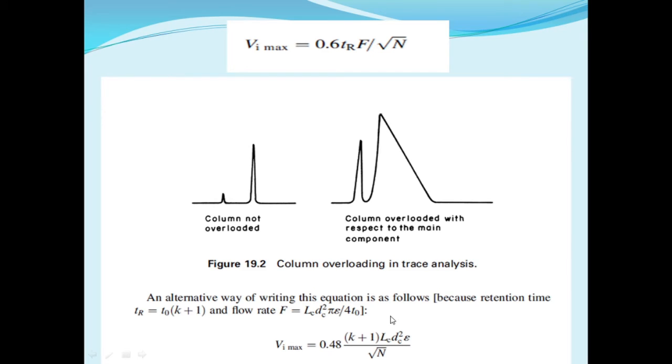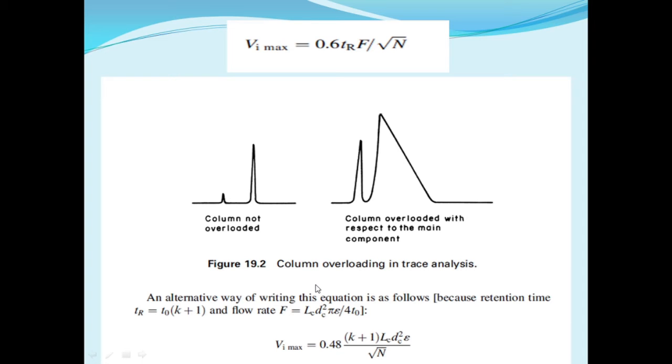Here in this figure 19.2, column overloading in trace analysis. This is the column not overloaded. This figure shows the column overloaded with respect to the main component.